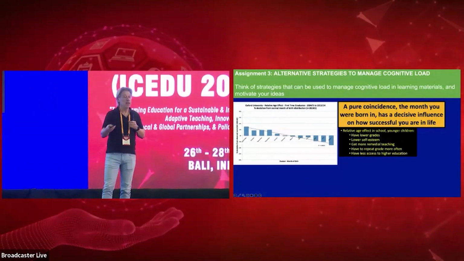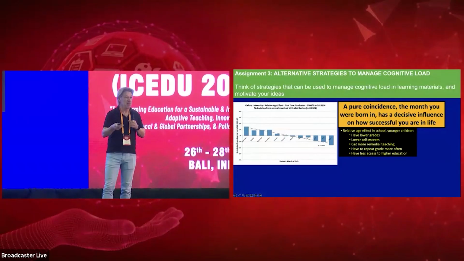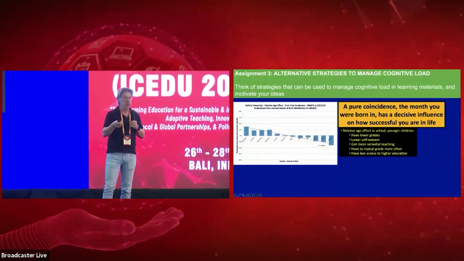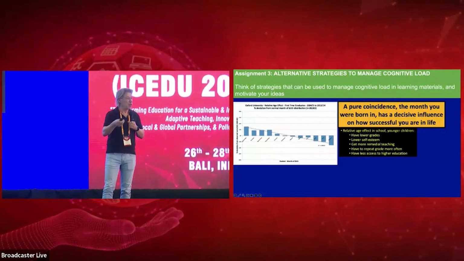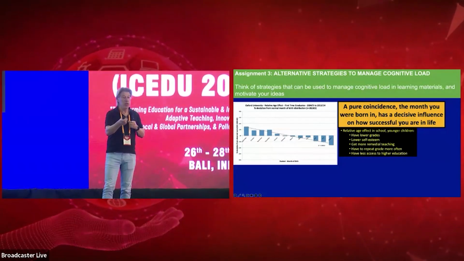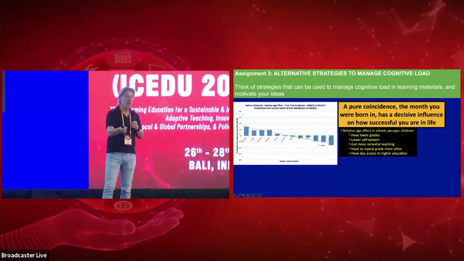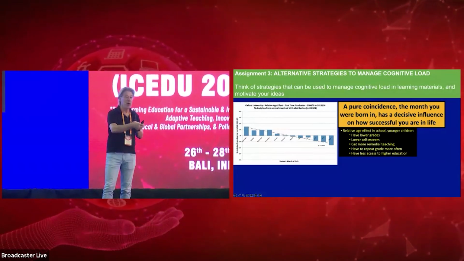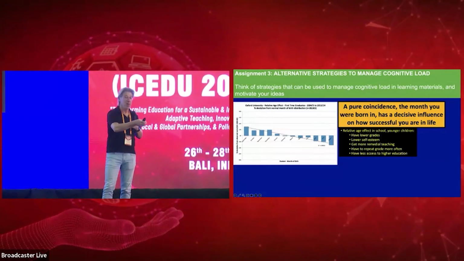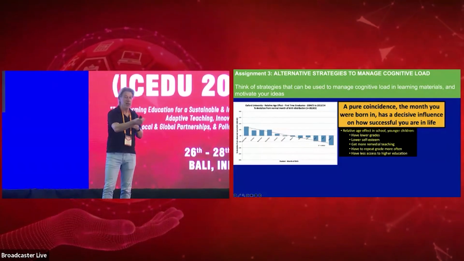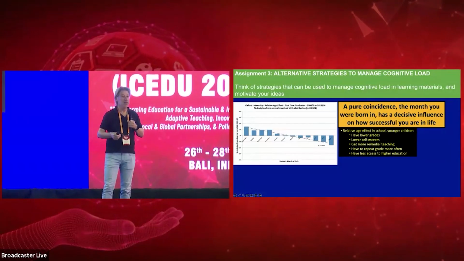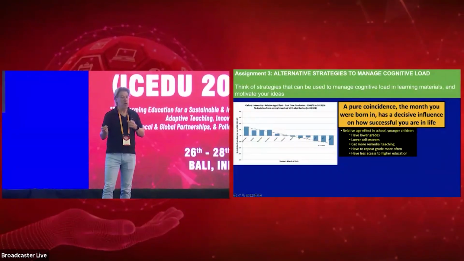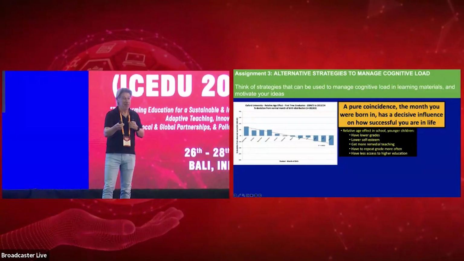And for instance, in the Netherlands, the school year starts in September, but I think in Australia it starts in January. And so you see, based on that, in Australia the people who are most successful are born in January, February, whereas in the Netherlands, they are the people who are born in September.